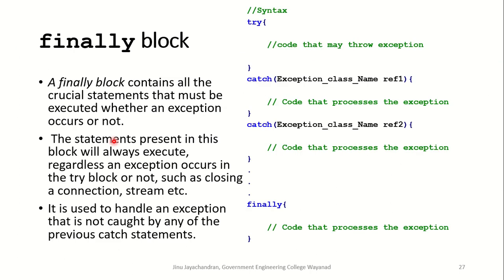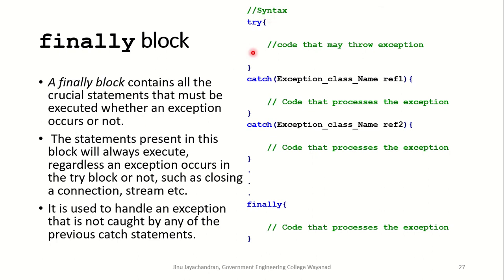There is something called a finally block. Now the question is, what if you want to catch any exception that is thrown, or you want to execute a code whether there is an exception or not? So a finally block contains all the crucial statements that must be executed whether an exception occurs or not.